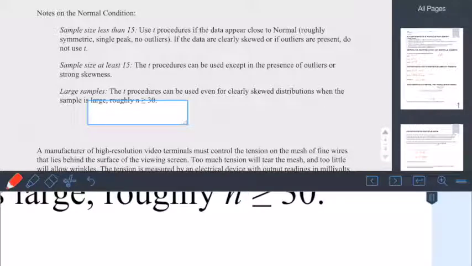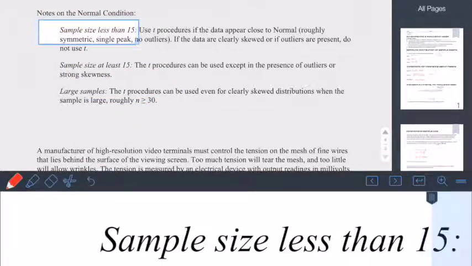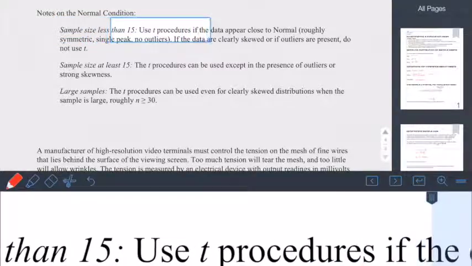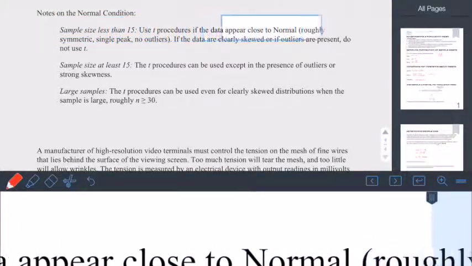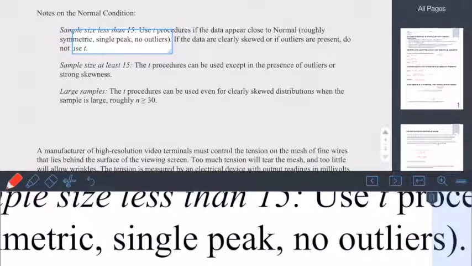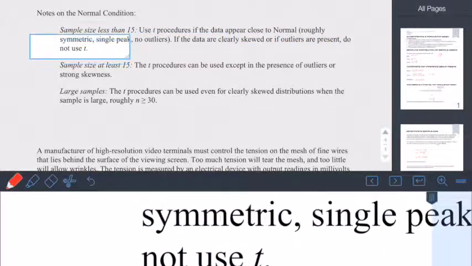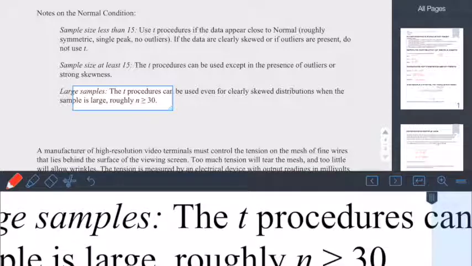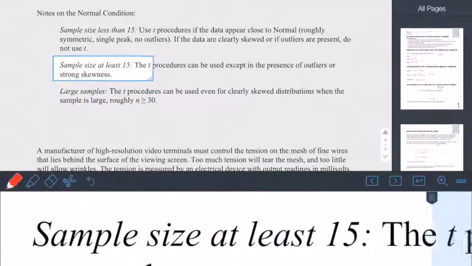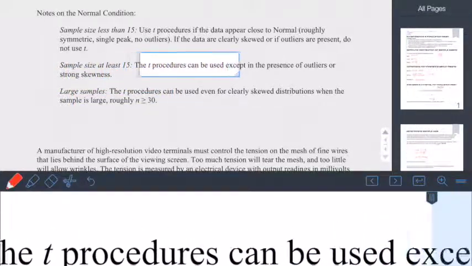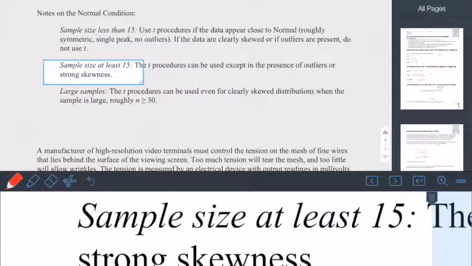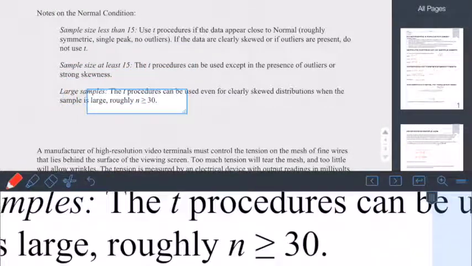So here's some notes. If we have a sample size of less than 15, use T procedures if the data appear close to normal, roughly symmetric, and single peak, no outliers. If the data is clearly skewed or outliers are present, you cannot use this T, right? Typically, if samples are greater than or equal to 30, the central limit theorem comes into play, and it's fine. For a sample size of at least 15, we can use this if there's no outliers or strong skewness, and from greater than 30, the central limit theorem comes into play and we're fine. No matter what, the sampling distribution is going to be approximately normal.